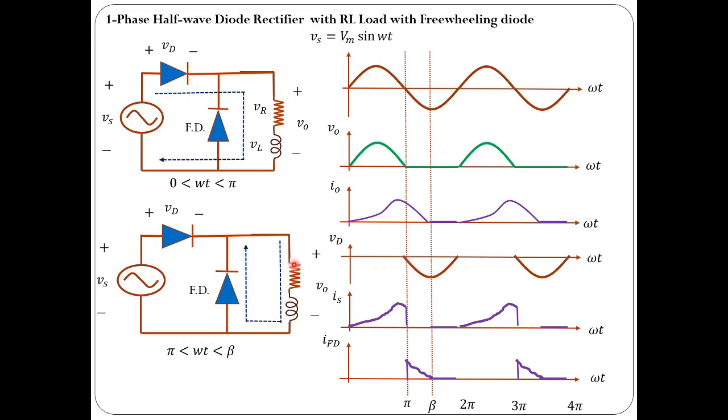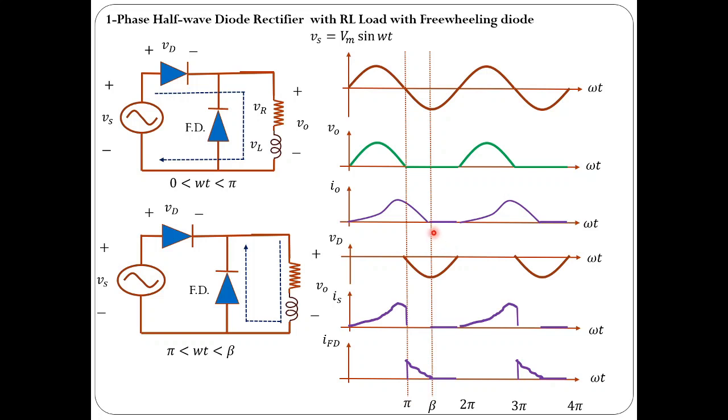And during this period, the load current is the same as the freewheeling diode current, and the source current is 0 because this diode is reverse biased. So source current is 0 and the load current during this period is the same as the freewheeling diode current. So this is the operation during omega t ranging from pi to beta.